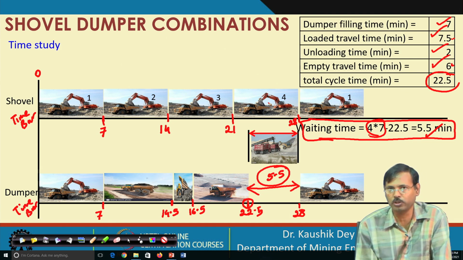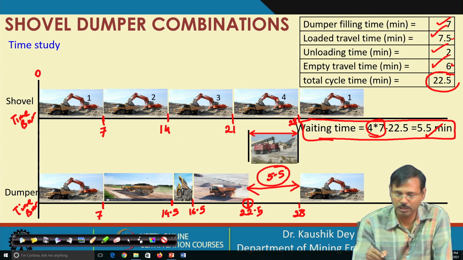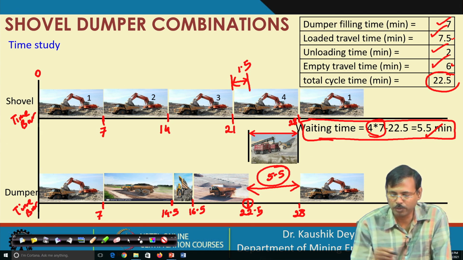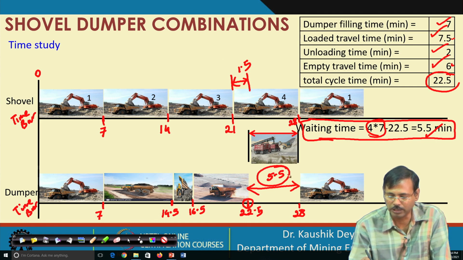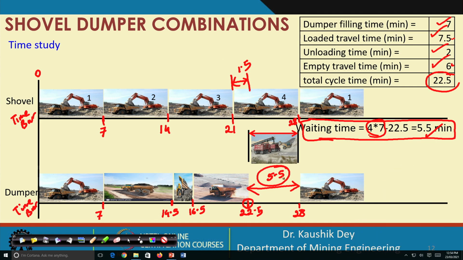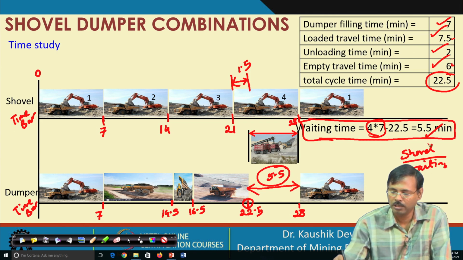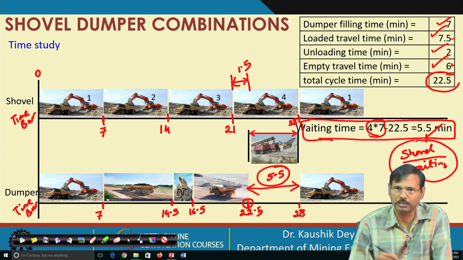If we are not providing the fourth damper, the shovel will be waiting for 1.5 minutes, and if we are providing the fourth damper, then the damper will be waiting for 5.5 minutes. Now, in mining we in general consider that the shovel cannot be allowed to wait, because if the shovel is waiting, then the target production, which is calculated considering the shovel, will not be ensured, and that is why shovel waiting is not allowed.